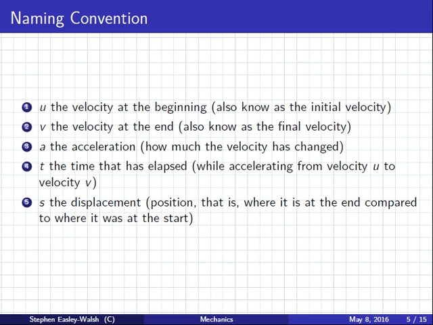Right, so can you just write u, v, a, t, s and their names? So you can call it initial velocity, final velocity, acceleration, time, and displacement. If you can just write that, please. I'm sure you've seen these before, but maybe the names you might need to brush up on.